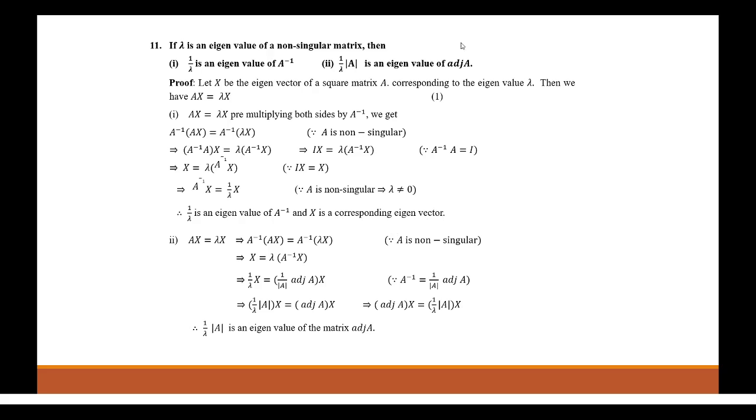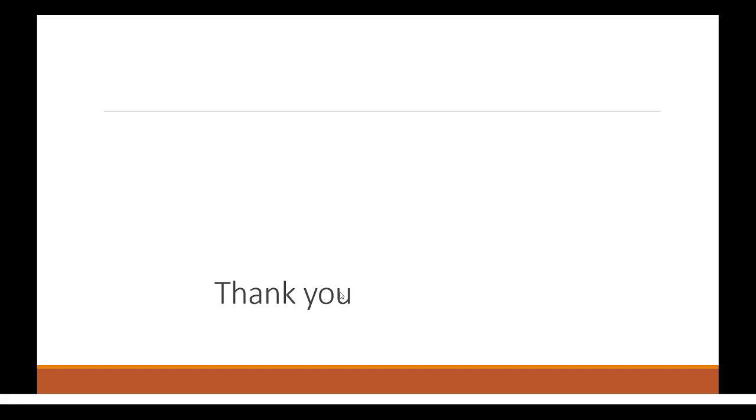Next, in the second one, take Ax is equal to lambda x. For this equation, post multiplying A inverse on both sides, we get x is equal to lambda A inverse of x. Then multiply and divide by lambda: 1 by lambda x is equal to 1 by determinant of A adjoint of A into x. But here A inverse is 1 by determinant of A into adjoint of A. Then 1 by lambda determinant of A x is equal to adjoint A x. Therefore, 1 by lambda determinant of A is an eigenvalue of the matrix adjoint A.